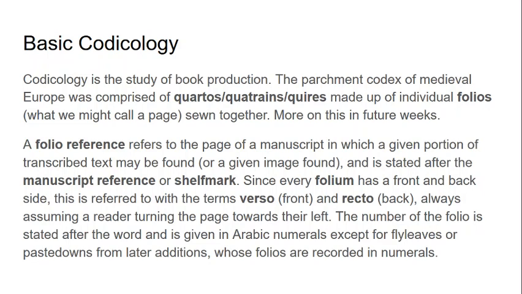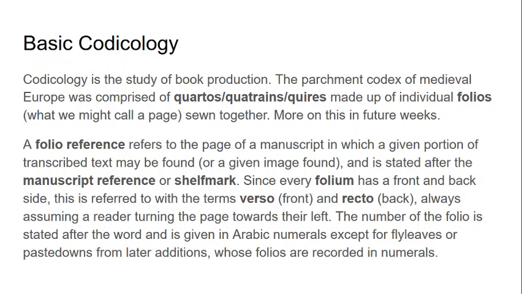The parchment codex in medieval Europe was made up of quartos, and these are also called quaternions or quires, which are made up of individual folios. Now, a folio is basically a page, and these would be sewn together in the middle. And modern books today are likewise sewn together along the spine, and we'll learn more about this in future weeks.